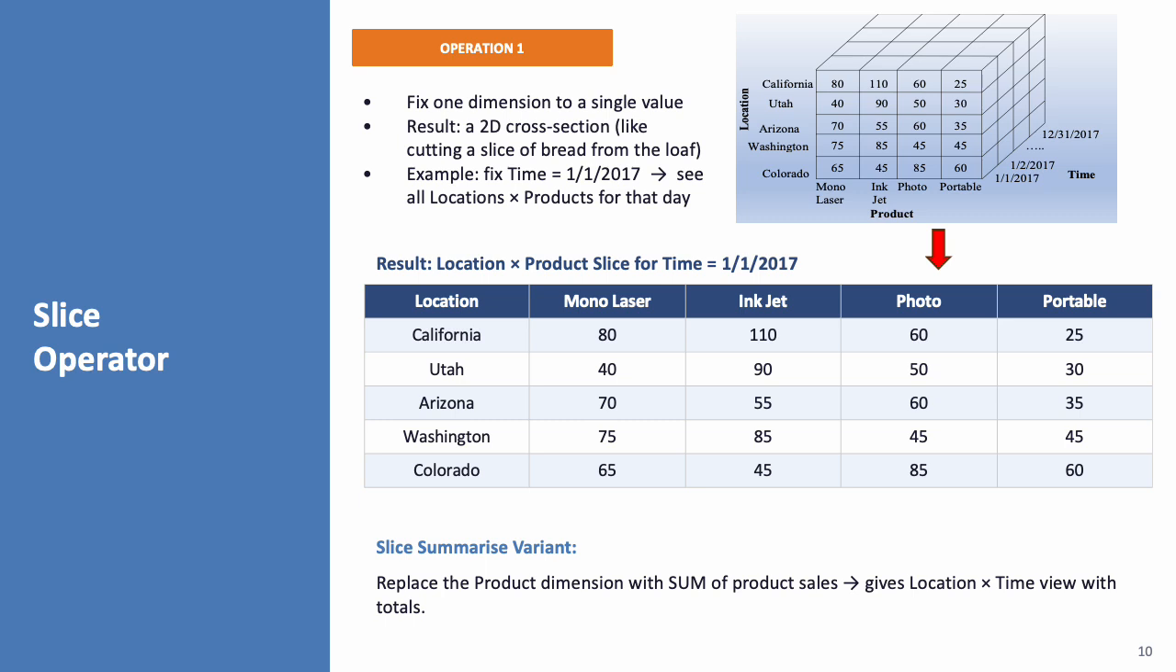There is also a variant of the slice operation called the slice summarize variation. So instead of fixing time to a single value and dropping it, we collapse the time dimension by summing across all its members. So rather than seeing one specific day, we can see totals that are aggregated over the entire year.